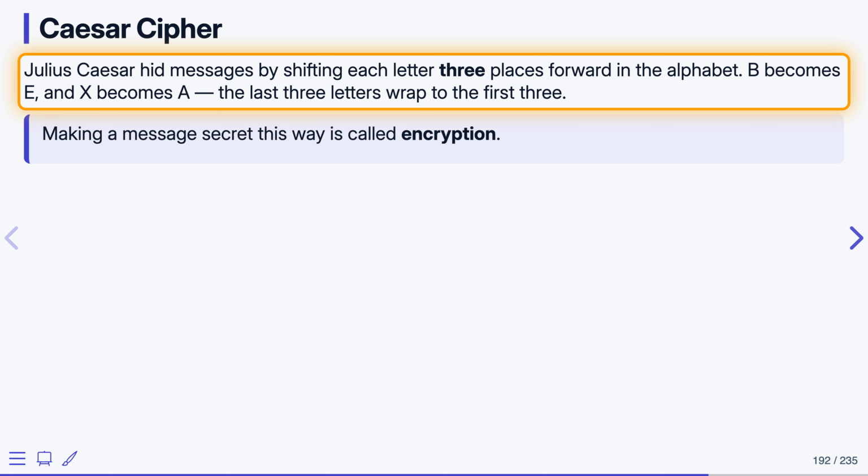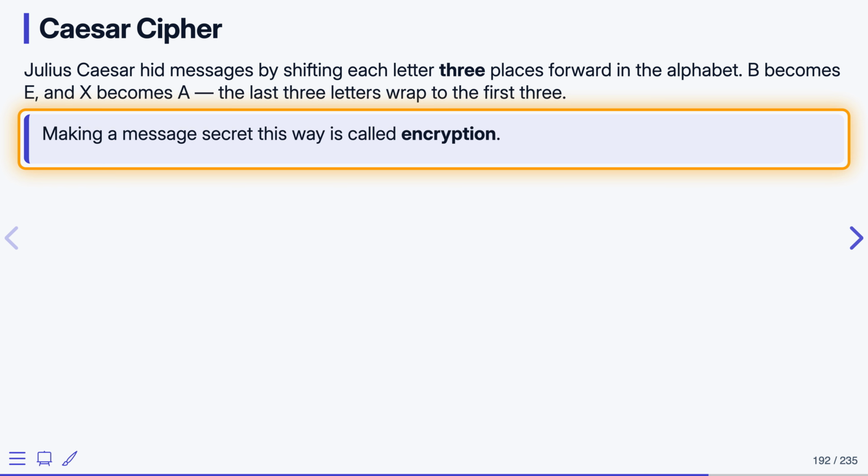This is the Caesar cipher, named after Julius Caesar, who used it for military messages. The idea is simple. Shift every letter 3 steps forward in the alphabet, so B becomes E and X becomes A, because we run off the end and wrap around to the start. Making a message secret this way is called encryption. It is one of the oldest recorded ciphers, and it is a good place to start, because the mathematics is small enough to see all at once.